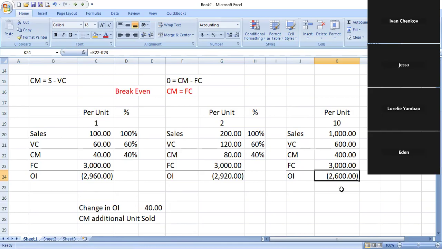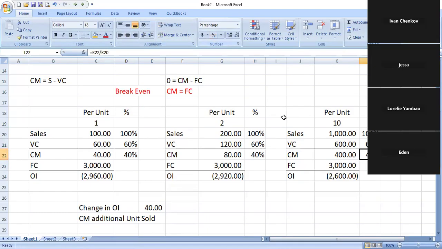Now, this is also dollars amount. Let's see the percentages. Sales always going to be 100%. That's not going to change. Now, where is the variable cost? As a percentage, 600 divided by 1,000, it's going to be 60%. How about contribution margin? It's going to be equal to 400 divided by 1,000, or still 40%.